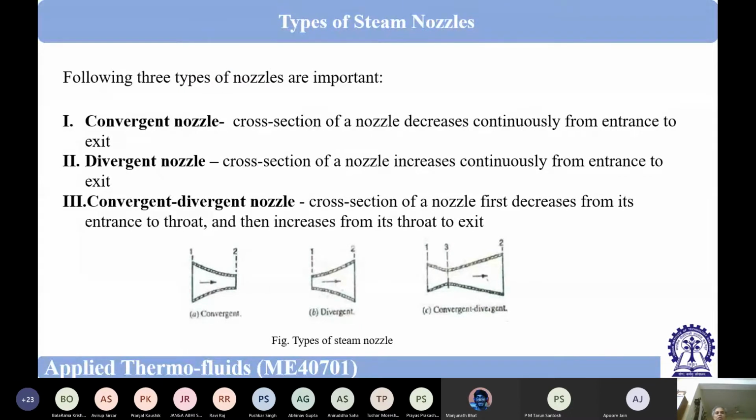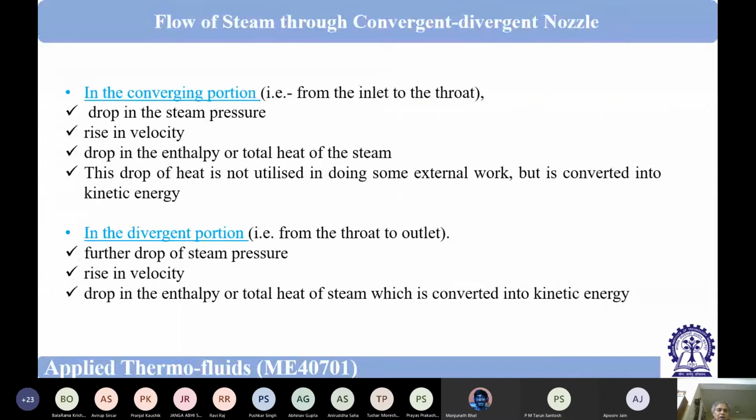So through a nozzle, basically the velocity will change. And if the velocity changes, for gas the pressure will also change, and there will also be a change in density. You can go through this very quickly: in the convergent portion, there is a drop in steam pressure, a rise in velocity, and a drop in enthalpy or total heat of the steam. This drop is not utilized in doing any external work because there is no moving component at all, but it is converted into kinetic energy.